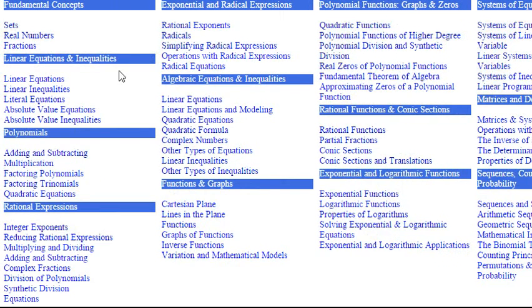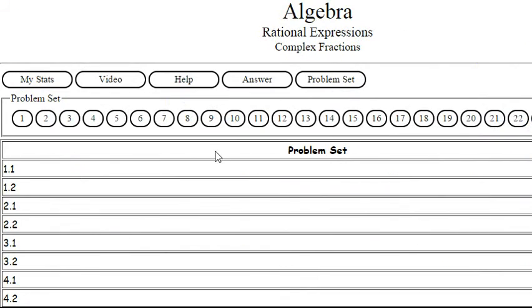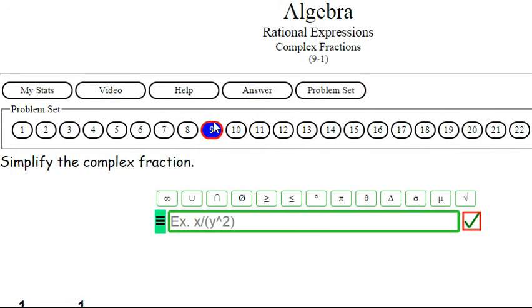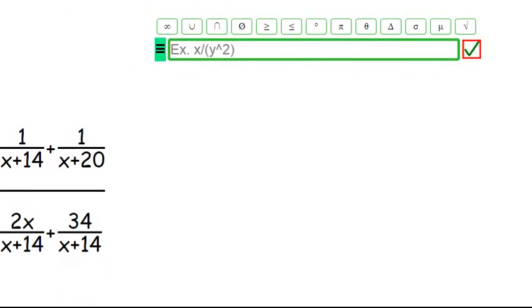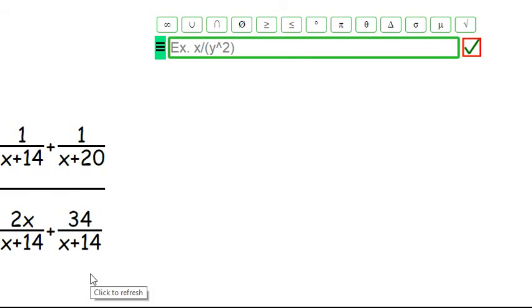Okay, we're at GoToMath.com. Click on the algebra. Let's go down to complex fractions. And we're looking at 9.1. Complicated fractions. That's what some might call them. 1 over x plus 14. So we're going to write this down here. 1 over x plus 20. That's all over 2 over x plus 14 plus 34 over x plus 14. Okay.